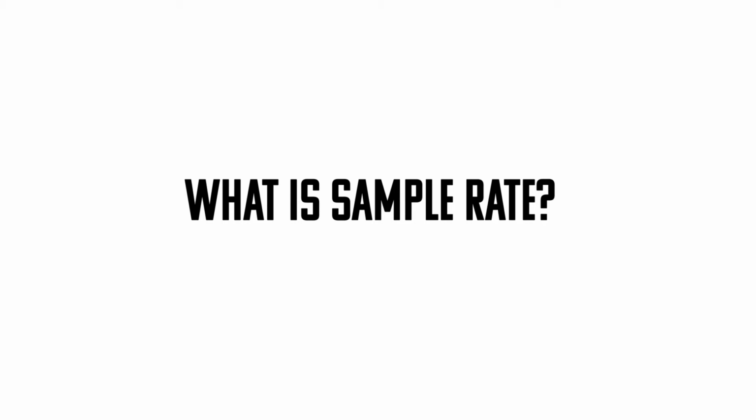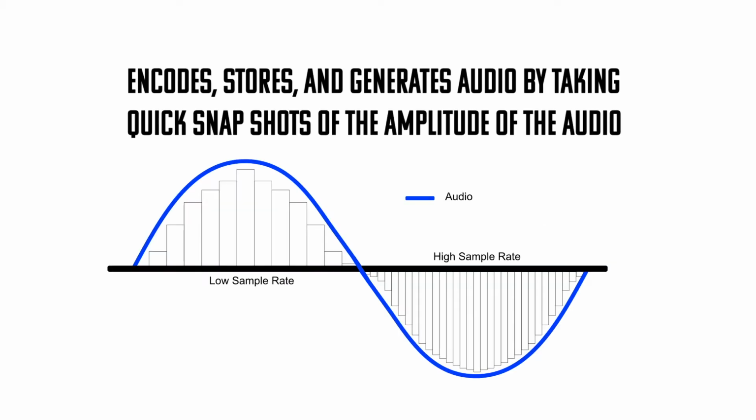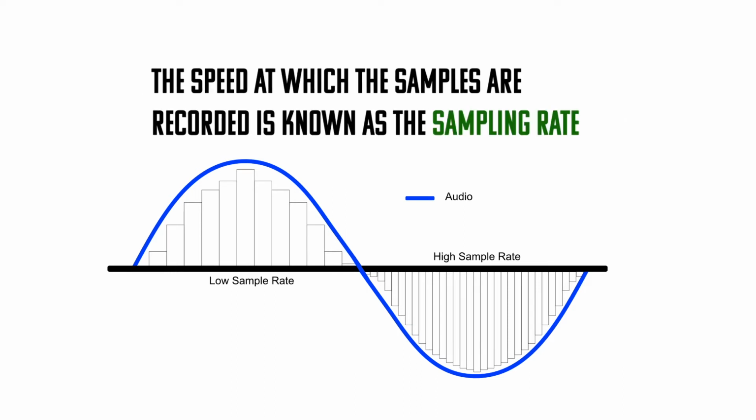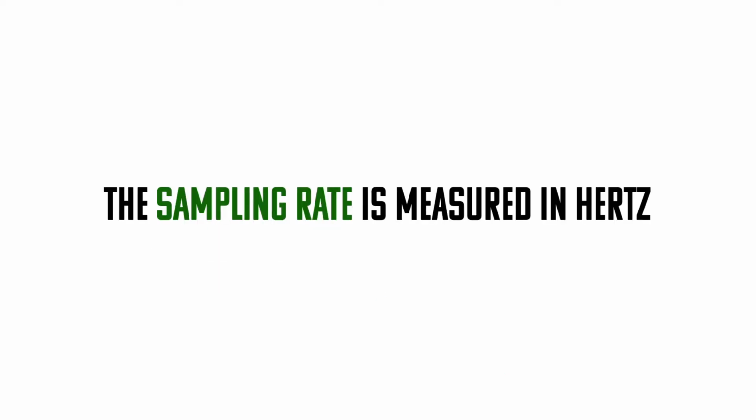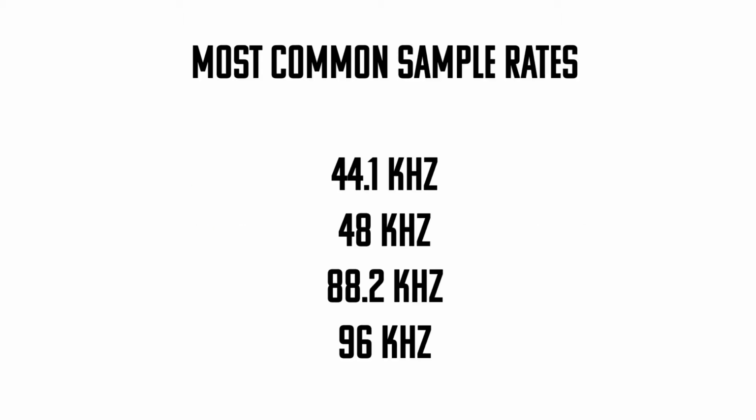What is sample rate? For digital audio, the systems encode, store, and generate audio by taking quick snapshots of the amplitude of the audio. The speed at which the samples are recorded is known as the sampling rate. The sampling rate is measured in hertz, which is the number of cycles or samples per second. The most common sample rates are 44.1, 48, 88.2, and 96 kilohertz.